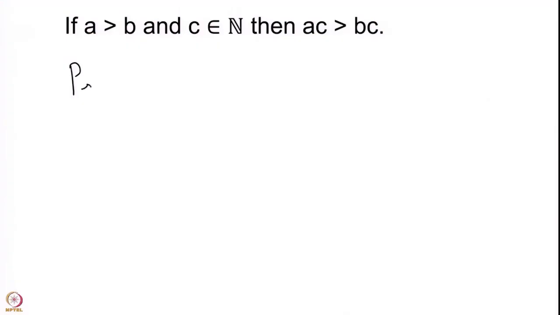Okay. So we will now begin proving this statement. I will give you my proof. The proof is as follows. Remember what we did in the earlier proof. We had A bigger than B, and so A minus B has to be a natural number.